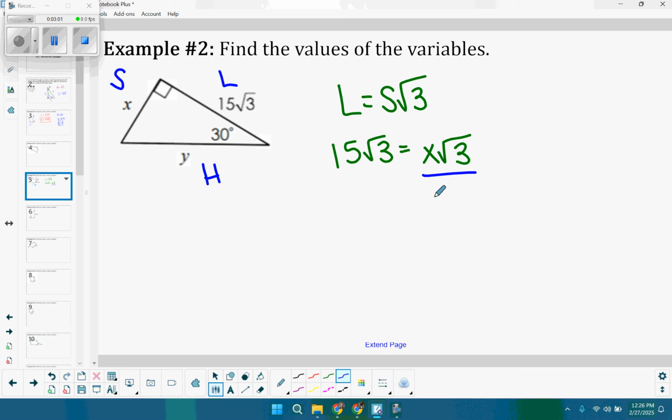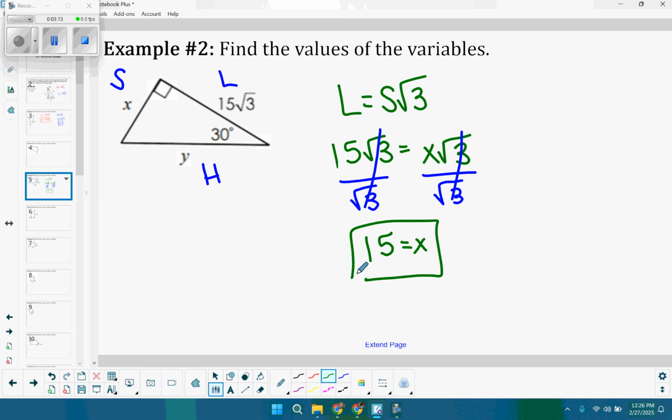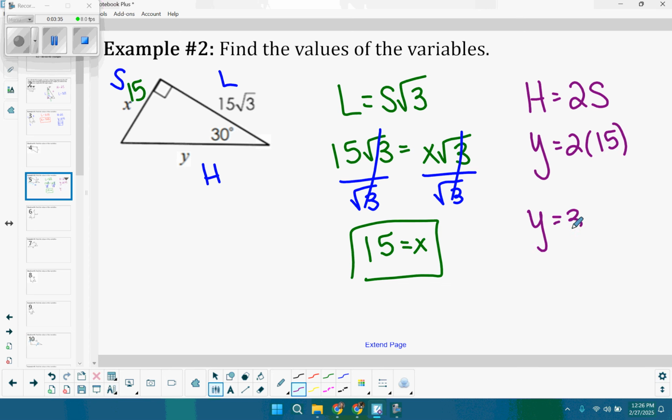So to solve this, we want to get X alone, so we're going to have to divide by the square root of 3. On this side, it cancels, and on this side, it also cancels. So we get 15 is equal to X. If you'd like, once you know what this side is, you could fill it in, because now, in my next problem, I'm going to do H equals 2 times S. So that's going to be Y going in for H equals 2 times, and we just found out that S is 15. So Y is equal to 2 times 15, Y will be equal to 30.